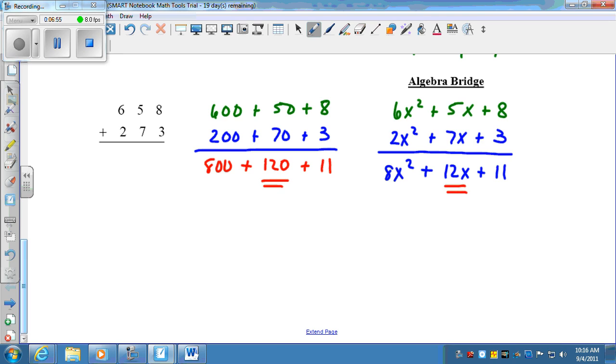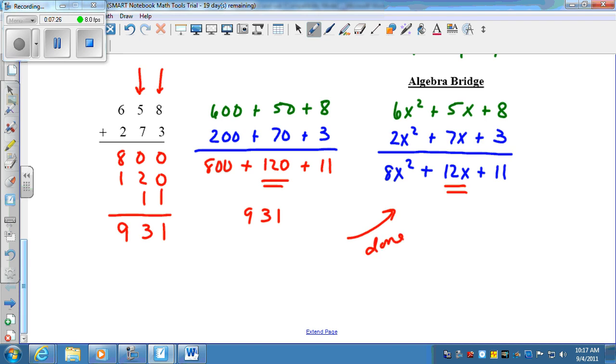12 tens is 120. Now the problem is with our essential math skills, when you learn to add, we had to do this thing called carrying and borrowing. In other words, we knew that there was 120 and 8 and 3 made 11. So we put the 10 over, so we will get 931. If I add, this is 931. But here you are done. The best thing about algebra is you don't have to do carrying and borrowing. We like 12x. You do not need to carry and borrow in algebra.